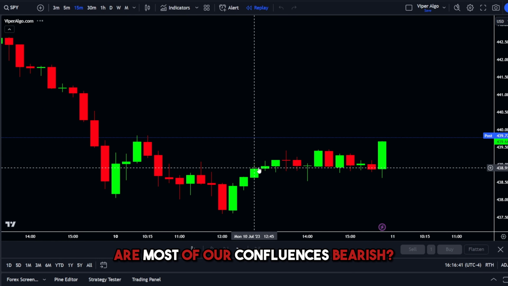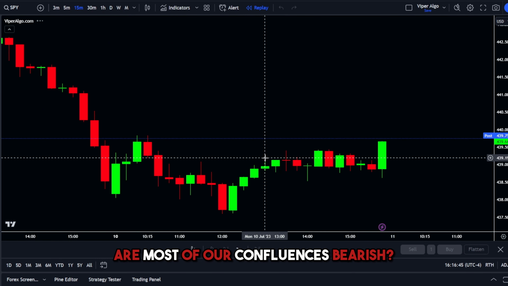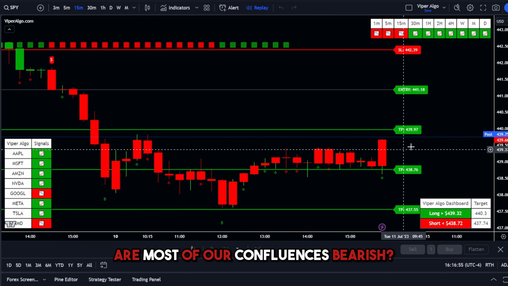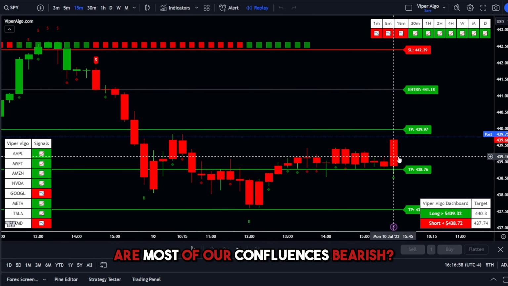So we hit 2 TPs. At my first TP, I put my stop loss at break even. And at my second TP, I put my stop loss at TP1. So here we probably would have just sold out our position because it's the end of the day and we don't want to trade that.